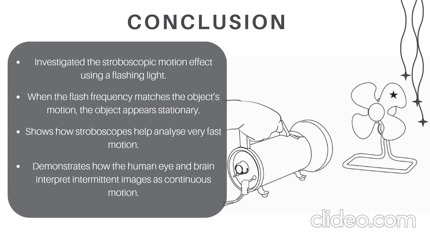In conclusion, the stroboscopic motion lab was successfully conducted, and an understanding of how a flashing light can be used to observe and measure the motion of fast-moving objects was achieved. The results demonstrated that when the flashing frequency of the stroboscope matches the frequency of motion of an object, the object appears stationary to the observer. Overall, the experiment confirmed that the stroboscopic effect is a useful optical tool for analyzing rapid motion that cannot be easily seen with the naked eye. It also highlighted how human visual perception can interpret intermittent visual information as continuous or stationary motion under certain conditions.